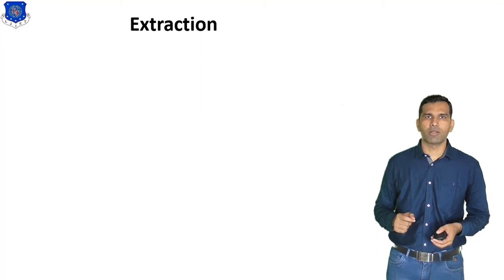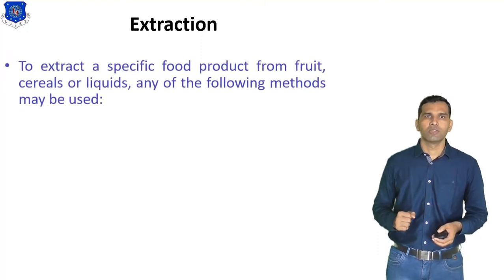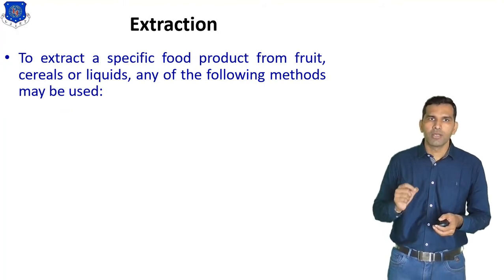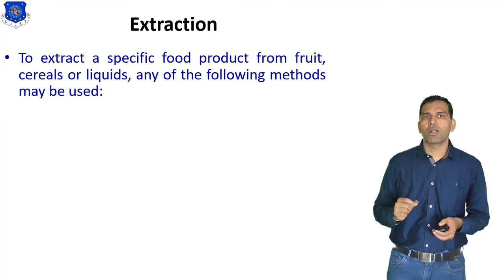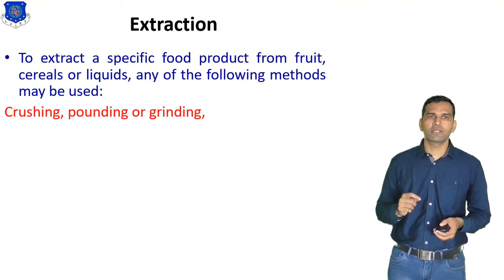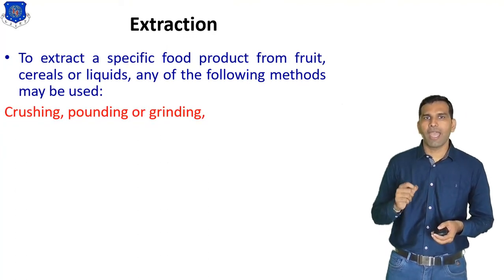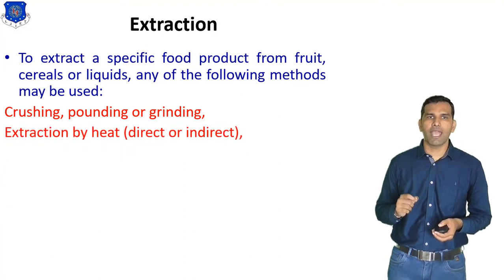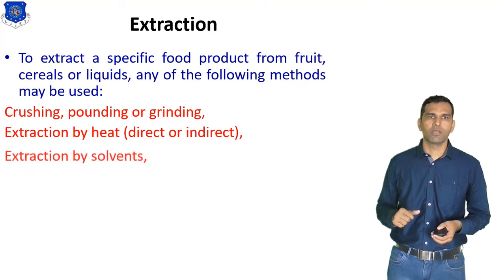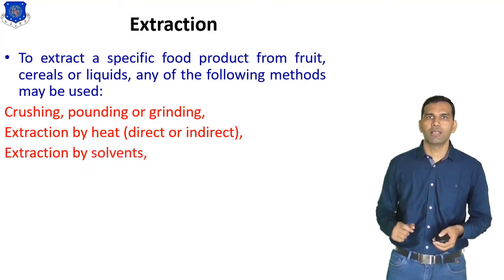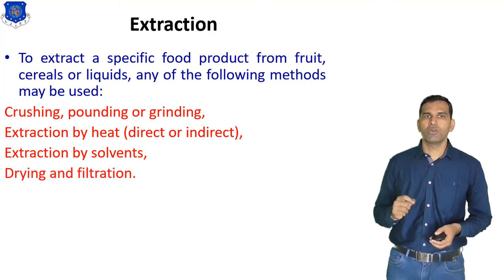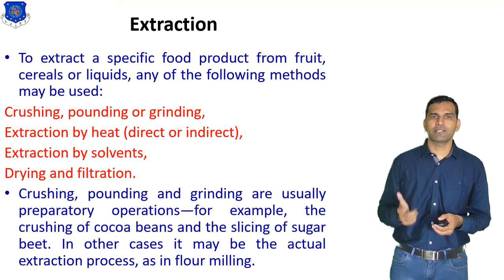Now we discuss the second one, the extraction. To extract a specific food product from fruit, cereals or liquid, any of the following methods may be used. First one is crushing, pounding and grinding. Second is extraction by heat, where we can use direct or indirect methods. Then extraction by solvents, and last one is drying and filtration. So these are the methods used for extraction.